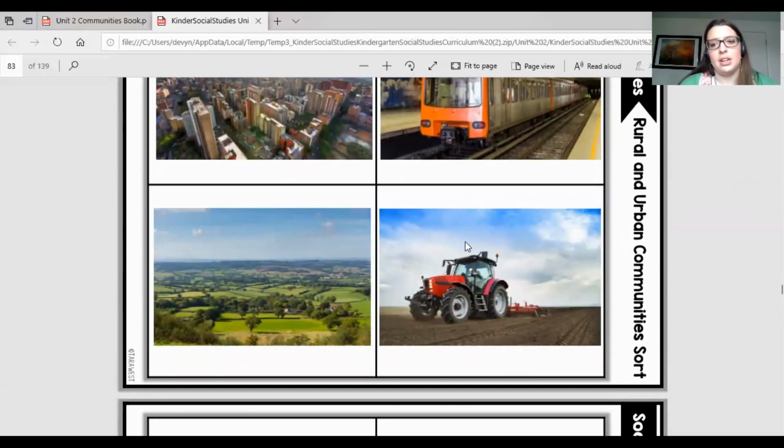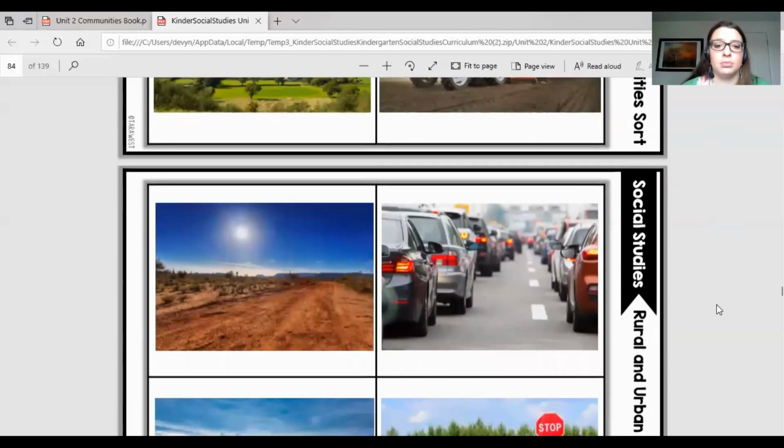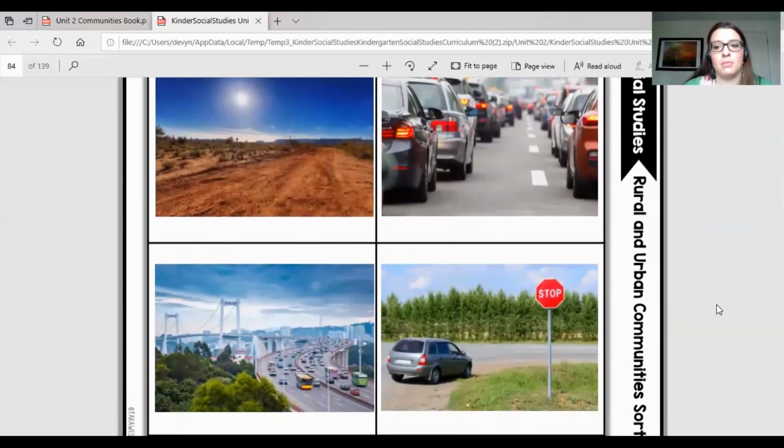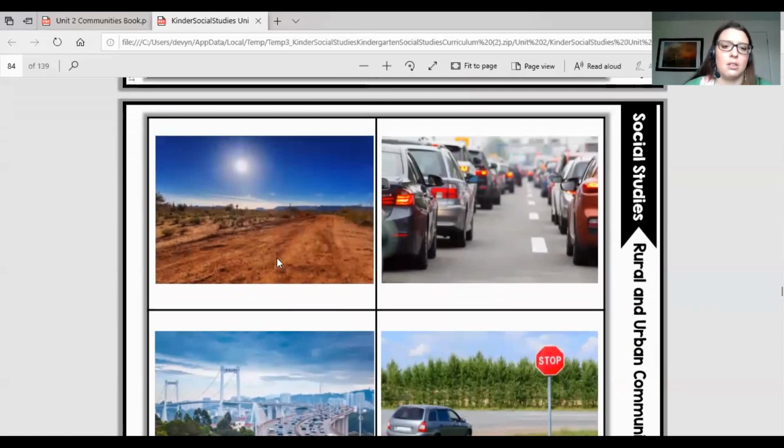What about this picture down here? Is this rural, urban, or suburban? This is rural. That is a tractor. We use tractors to work on farms, and you can really only find farms in rural communities. What about right here? What kind of community is this? Do you see a lot of people? No, not very many people. So that tells us that this is rural.